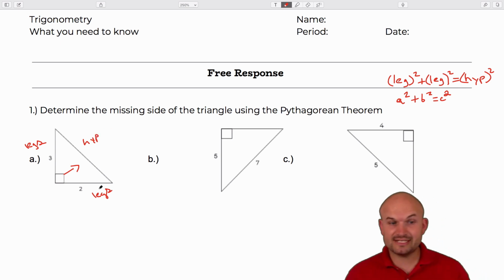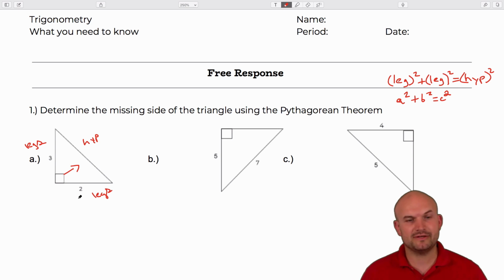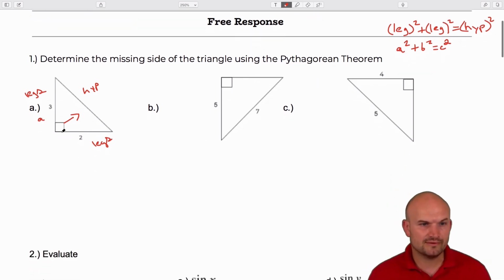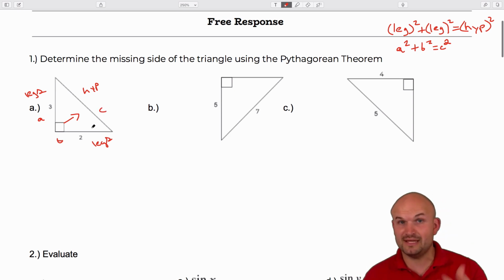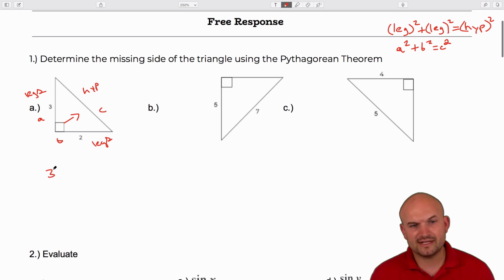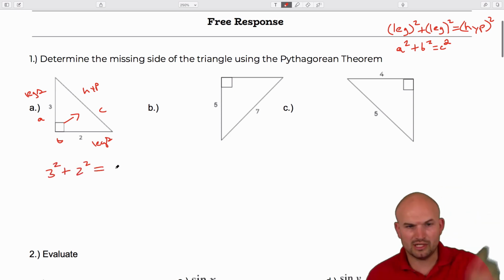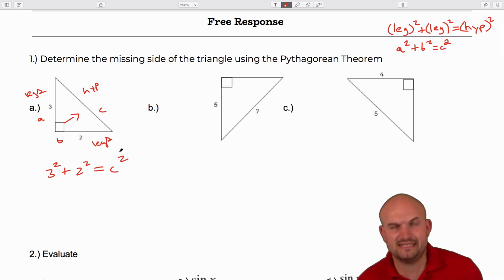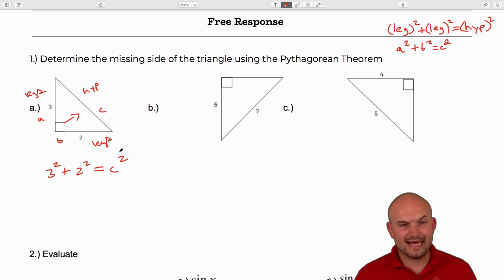All right, so what you can see here is we have two legs, but we don't have the hypotenuse. So we could label them a, b, and c. Sometimes that's helpful, but I think at this stage in the game, we can recognize that we have two legs and we need the hypotenuse. So that's going to be 3 squared plus 2 squared equals, and we could call the hypotenuse c squared. But don't get stuck on the hypotenuse having to be c. You can really label it any letter or variable you want to.